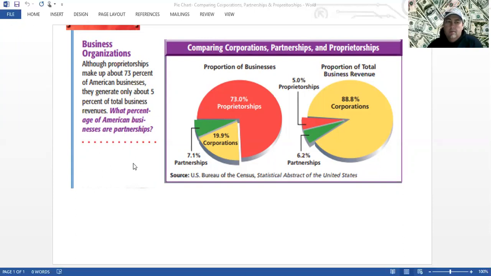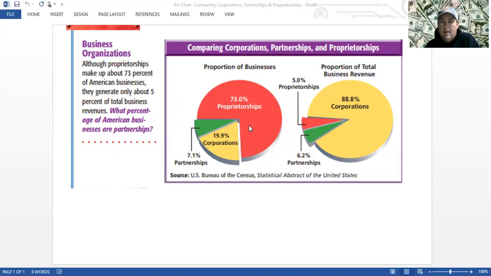Okay, so business organizations, right? You've got 3 different types: sole proprietorships, partnerships, and corporations. Remember, a sole proprietorship is a business run by one single person. A partnership is 2 or more, and a corporation is going to be many people. Basically, when you incorporate your business, you can sell stock, and when you sell stock, it gives people ownership in the company. That's how you increase your ownership, and that's why we use the word many.